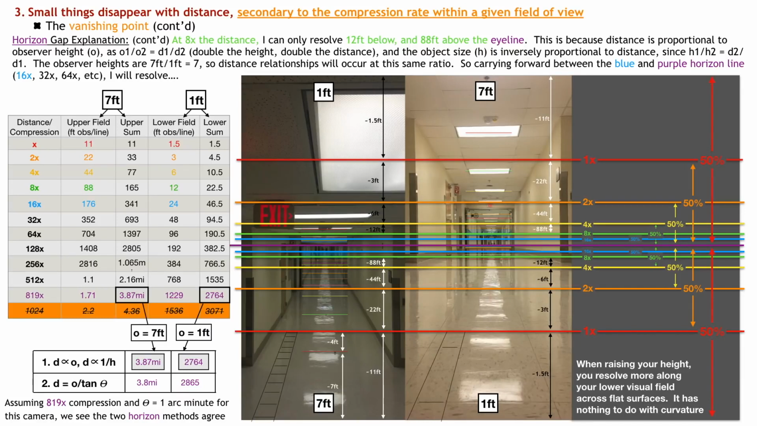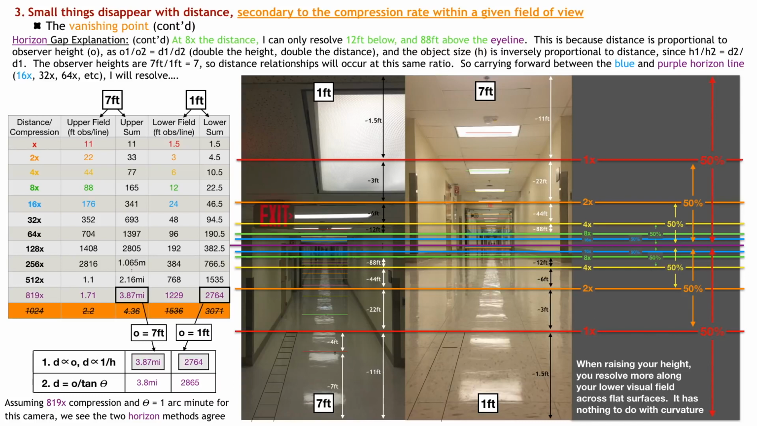And the object size that I'm looking at is inversely proportional to the distance, or H1 over H2 equals D2 over D1. So the observer heights are 7 foot divided by 1 foot equal to 7. So distance relationships will occur at this same ratio. You'll notice in the columns on the table that 11 divided by 1.5 is going to be roughly 7, 33 divided by 4.5 is going to be roughly 7, 77 divided by 10.5 is going to be roughly 7, and that ratio will remain constant throughout.